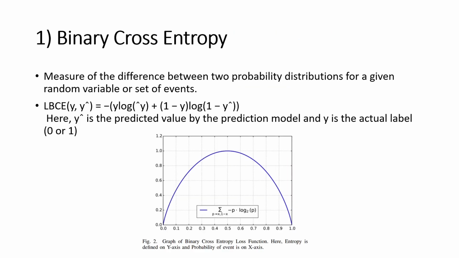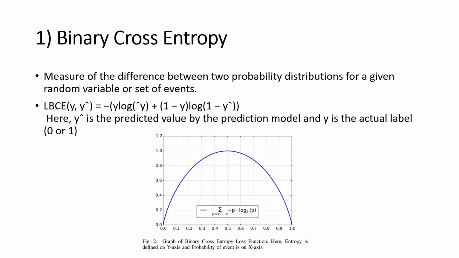The first loss that we shall be discussing is binary cross entropy. This basically measures the difference between two probability distributions for a given random variable or a set of events. Mathematically, this is defined as negative of y log y cap plus 1 minus y log 1 minus y cap. Here y cap is the predicted value by our prediction model and y is the actual label, 0 or 1. The actual label corresponds to the actual distribution while our predicted label corresponds to our predicted distribution. This is why this is a distribution-based loss.